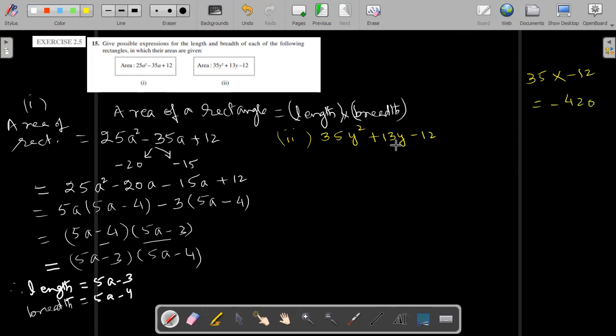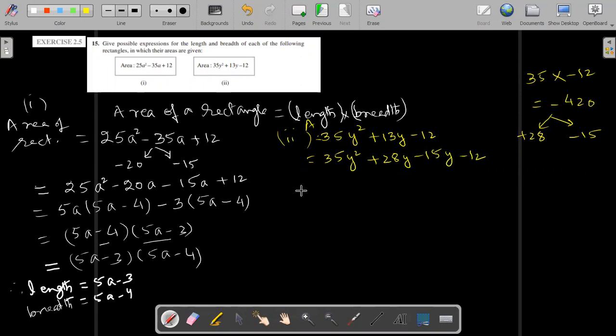So you need to have the factors of 420 so that you get 13. So take plus 28 and minus 15. 28 minus 15 is 13, and 28 into 15 is 420. So this is also right. Area is equal to 35y square, and 13 is split into two parts: 28y and minus 15y minus 12.